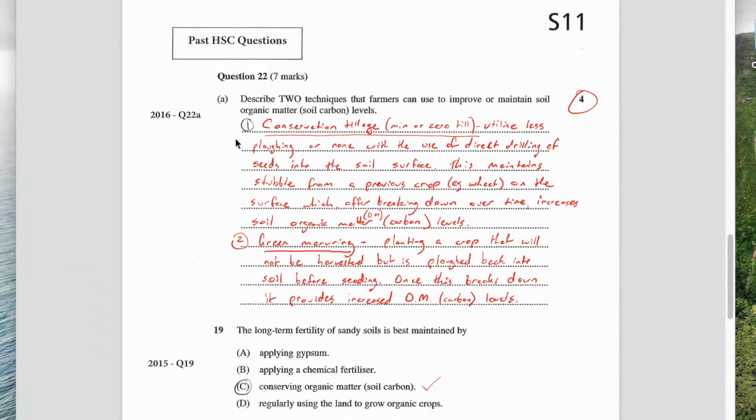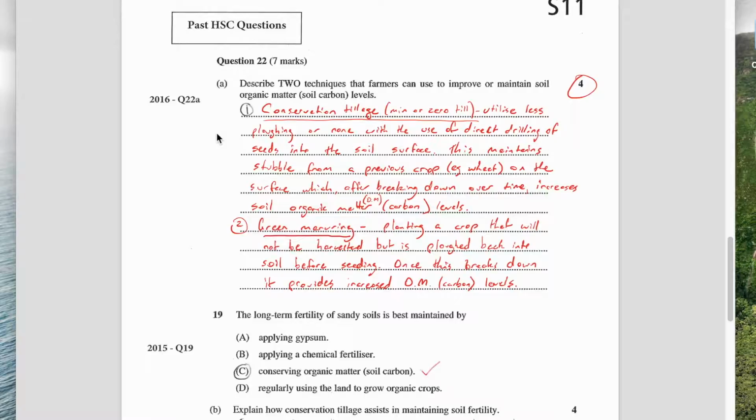So the 2016 question here, past HSC question: describe two techniques the farmer can use to improve or maintain soil organic matter. First one is conservation tillage, minimum or zero till. So you could utilize less plowing or none with the use of direct drilling of seeds into the soil surface. This maintains stubble from a previous crop, example wheat, on the surface, which after breaking down over time increases soil organic matter, or OM for organic matter, and carbon levels.